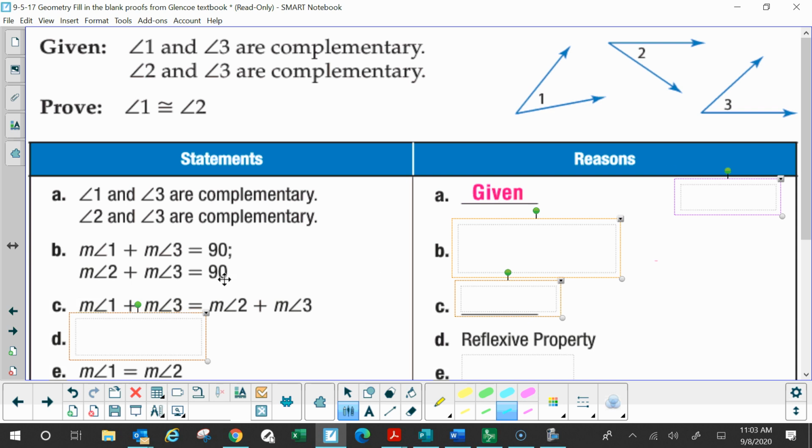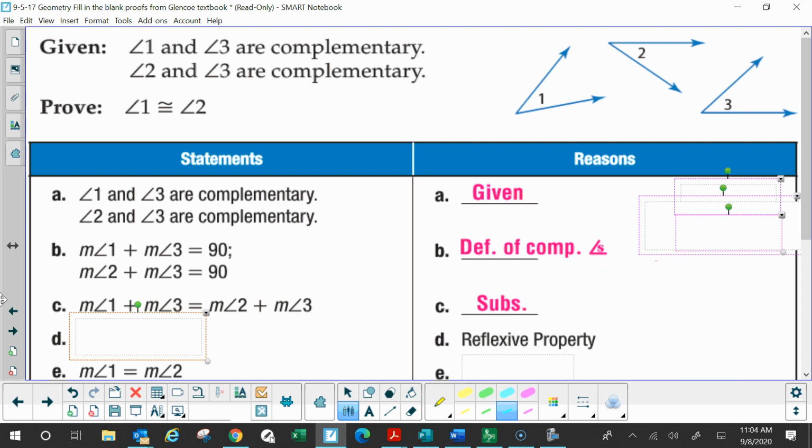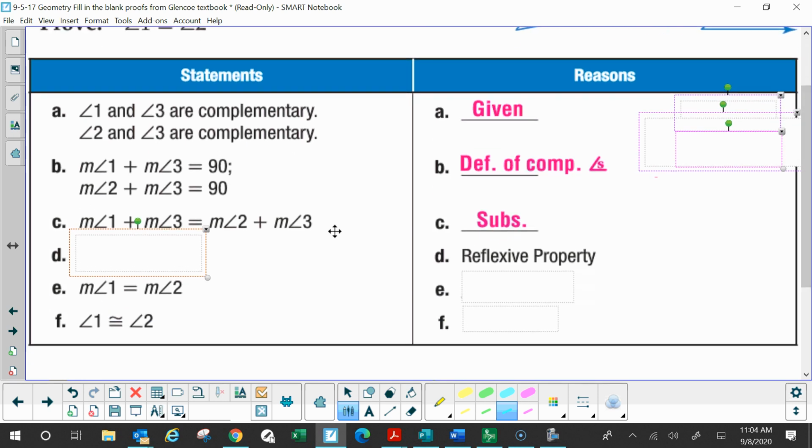If 2 angles are complementary, they add up to 90. What is that definition? Definition of complementary angles. Yes, that's a little S right here. That's not an 8, that's an S. Here you're going to substitute in for the 90. So we're just going to set the measure of angle 1 plus the measure of angle 2 equal to the measure of angle 2 plus the measure of angle 3. That is substitution property. Complementary.